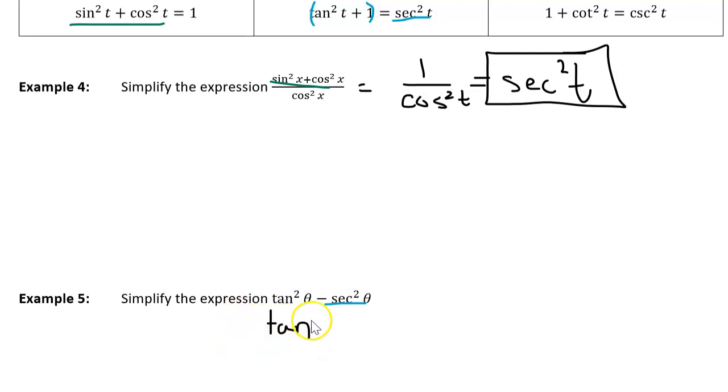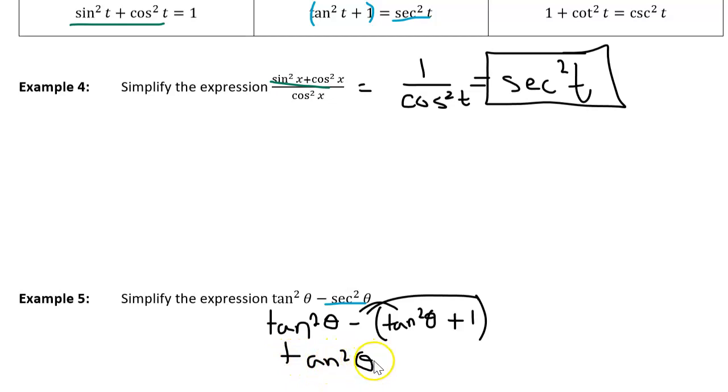Tangent squared theta minus, make sure you're using parentheses, tan squared theta plus 1. Distribute. We get tangent squared theta minus tangent squared theta minus 1. Well, tangent squared minus tangent squared is 0, and so we find out that this entire expression is just equal to -1.